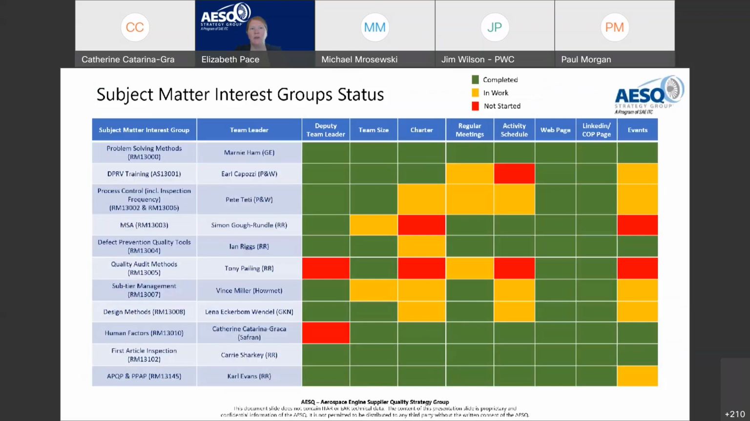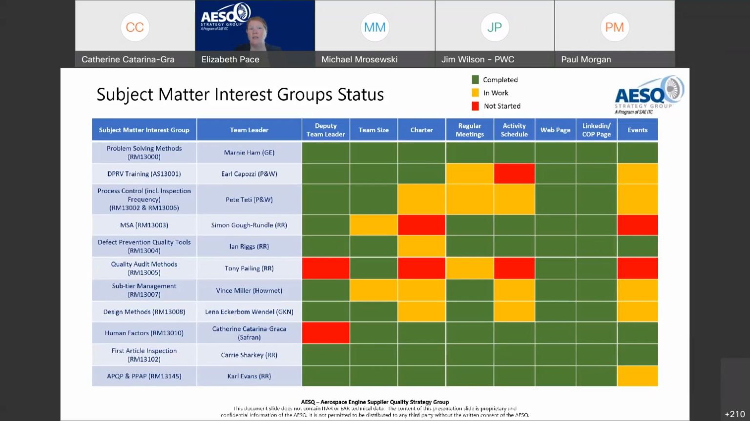Okay, so as I have mentioned, each of those reference manual guides is being supported by these subject matter interest groups. And the way that they are going through this is also through a milestone plan. So in addition to the own company milestones, we've established these SMIG groups, which are in charge of the tools, reference manuals, feedback, communities of practice, and webinars, and they're split out by topic. Recently, we have offered webinars on FAI, 8D, human factors, and defect prevention, and you can still find all of those videos online on the AESQ webpage.